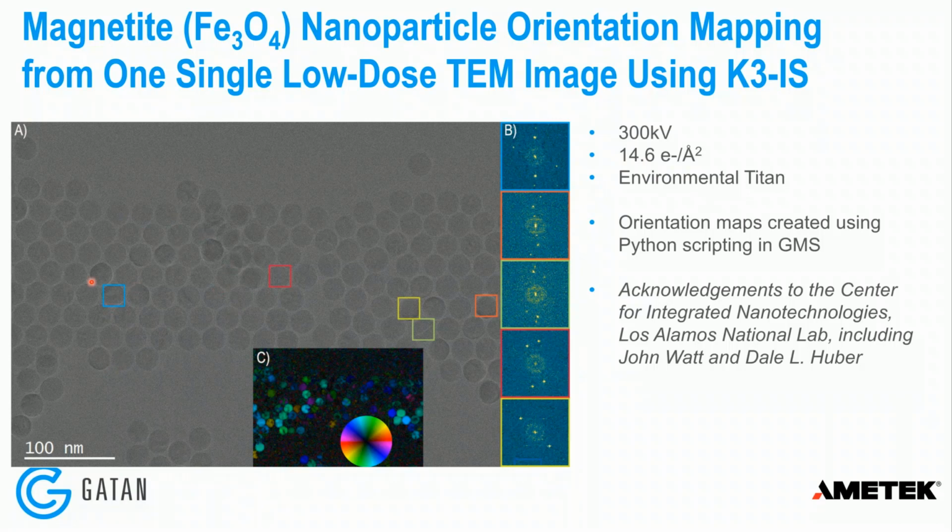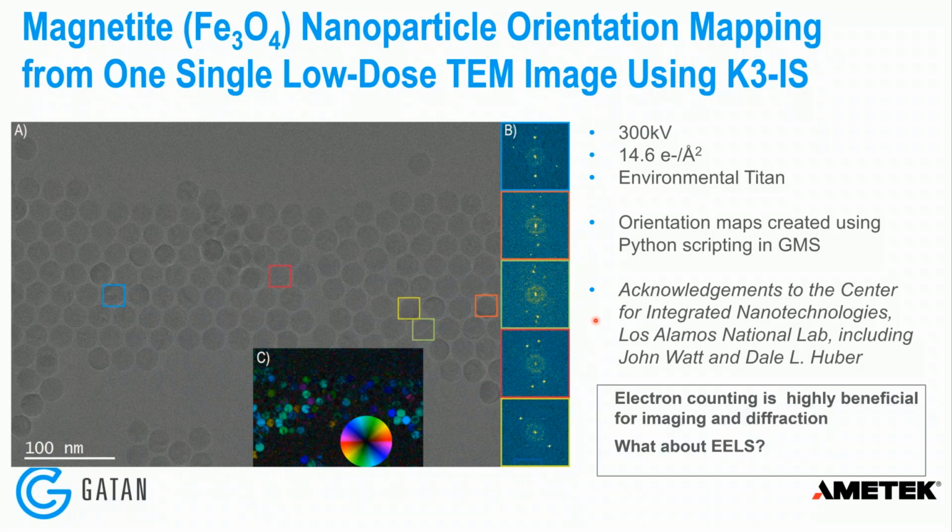What's been done here is we have just this single image, but we have sufficient signal to noise ratio and resolution in this single image to pull out the orientations of different nanoparticles. We have subregions that have been sampled by these guys at Los Alamos. They did Fourier transforms from these subregions, and then were able to produce this cool orientation map that you see, which is figure C.